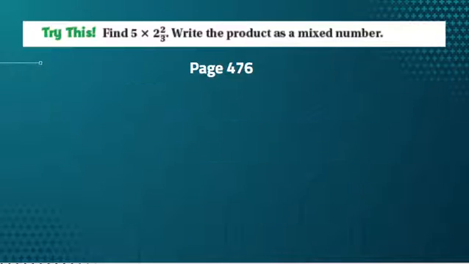All right, 4th grade. Now I would like you to give one of these methods a try. Here is a problem that you can find on page 476 of your math workbook. It says, try this. Find 5 times 2 2/3. Write the product as a mixed number. So here they're even reminding you, make sure that it's a mixed number when you're done. That's what your answer has to be in the form of.